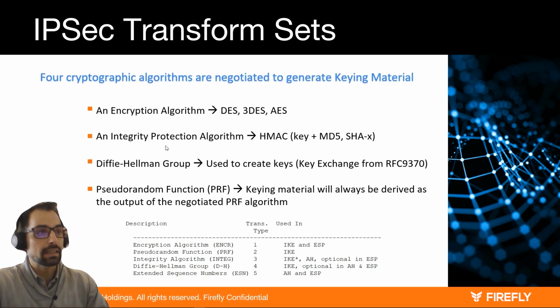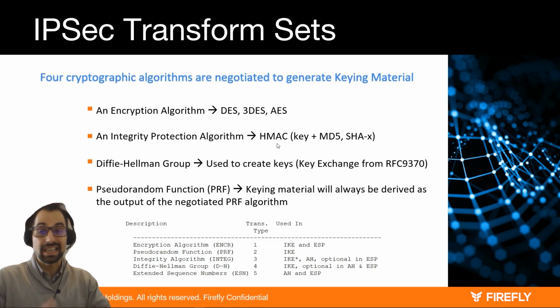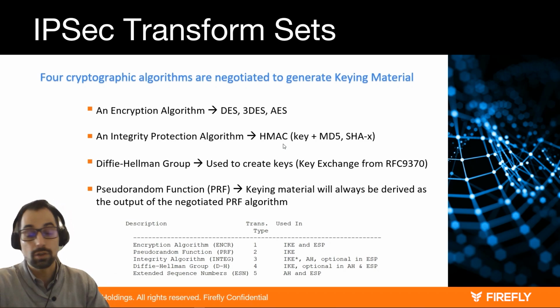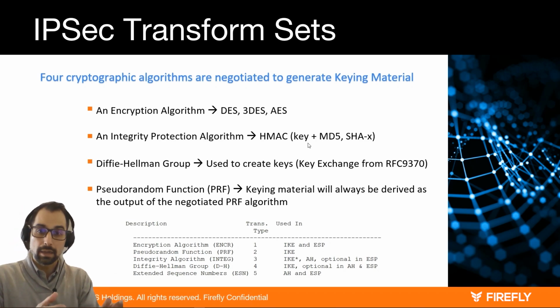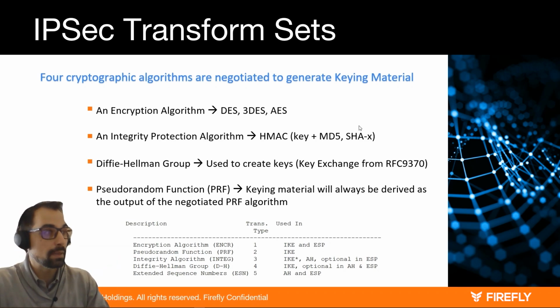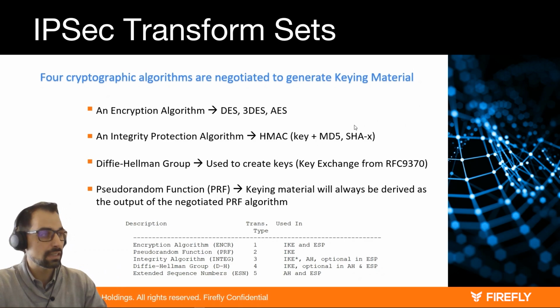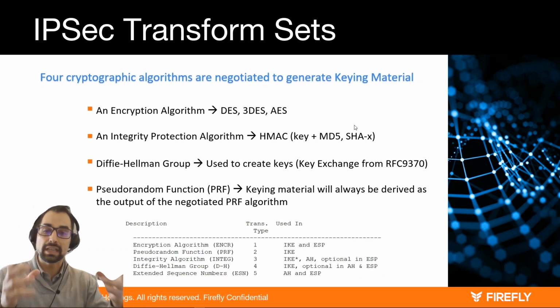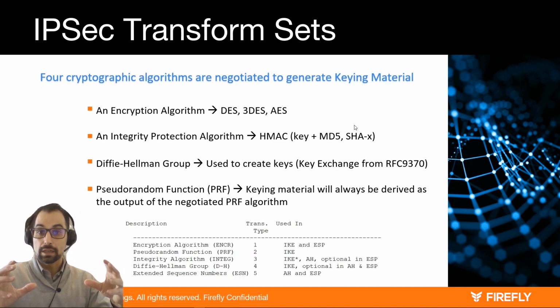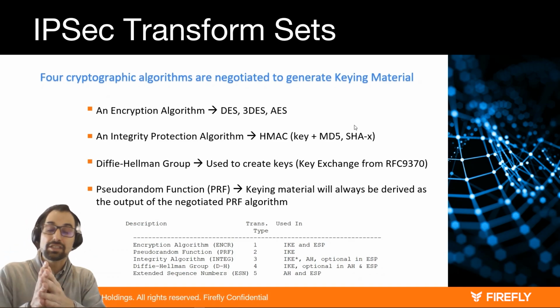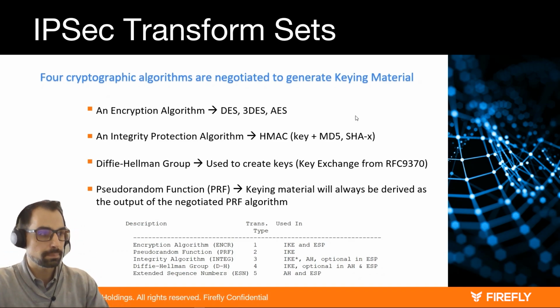Then we have an integrity protection algorithm. They are called hashed message authentication codes, or keyed hashed message authentication codes, because they are created with a key plus an MD5 or SHA algorithm, for instance. And this is to create a hash with some immutable data, to make sure that information hasn't changed during transmission. Then we have our Diffie-Hellman group.